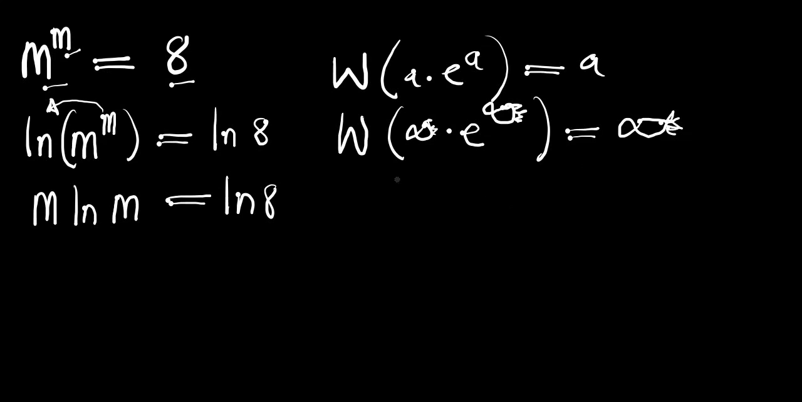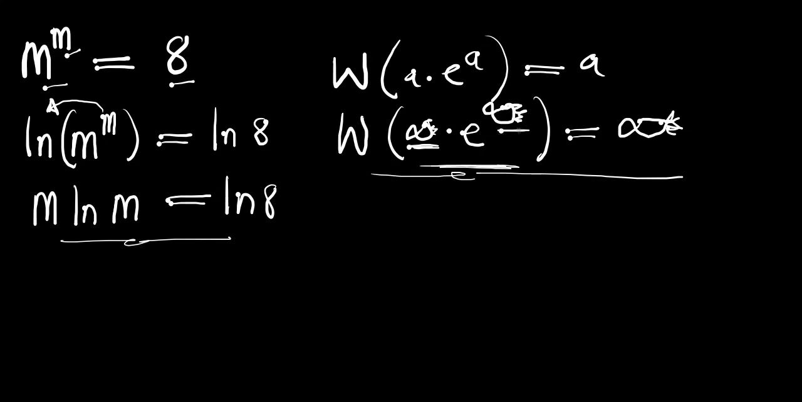Now we are going to apply this special function right here. But before we do that, if you look at what we have here, there must be a fish here, and there must be a fish at the exponent as well. So we need to manipulate the left-hand side of this equation to be in the form of a fish times e of a fish.